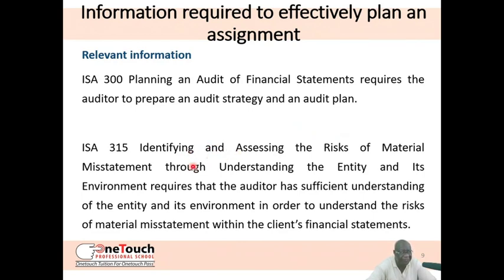ISA 315, identifying and assessing the risks of material misstatement through understanding the entity and its environment, requires that the auditor has sufficient understanding of the entity and its environment in order to understand the risks of material misstatement. What are we saying? It means that before you can do a very good job and have a good plan in place, you must understand your clients and know the environment in which your client works. By this, you will know the various risks that are involved.